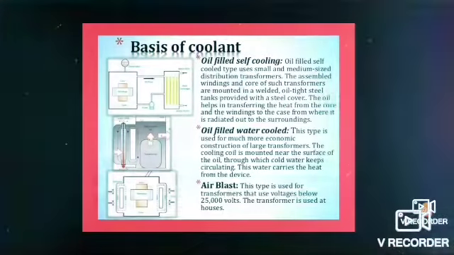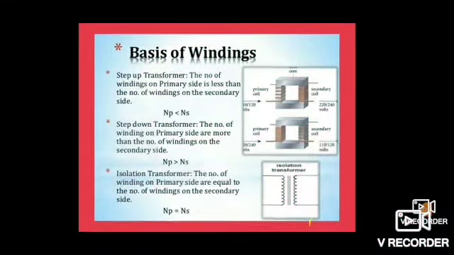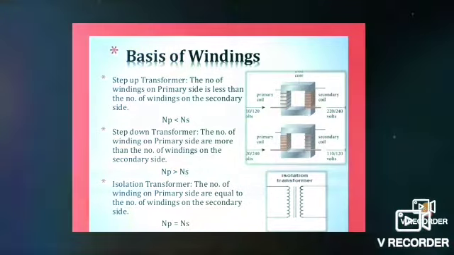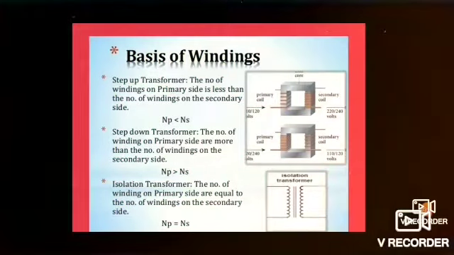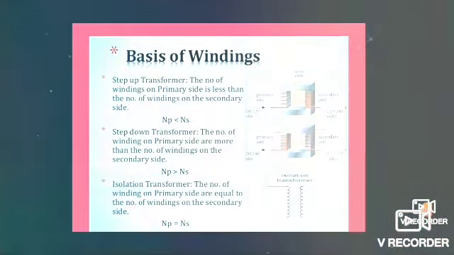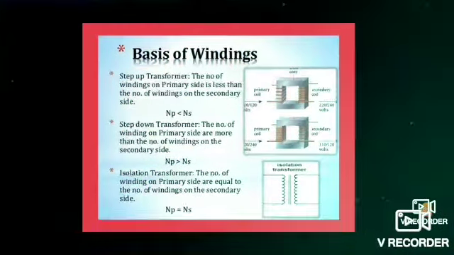See the diagram. The first one is the step up transformer. Now the secondary winding number of turns is more compared to the primary winding. And second one is the step down transformer, in which the secondary winding has fewer turns, and third one is the isolation transformer, in which the number of windings is equal.